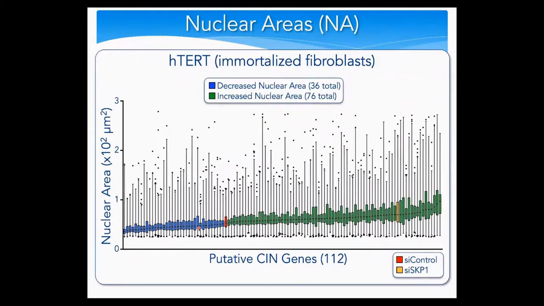So what I'm going to show you now are only the results from one of those screens for the nuclear areas in one of the cell lines. In this case, it's HTERT, which is a karyotypically stable immortalized fibroblast. The negative control is shown down here in red.